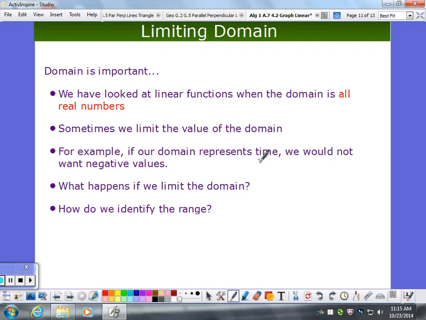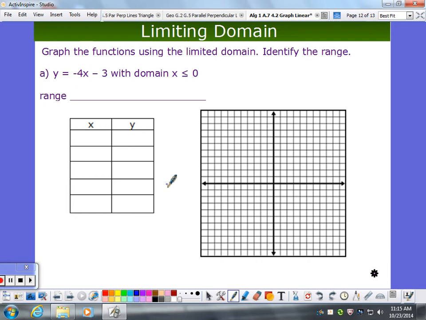So if you had a domain of time, you're not going to have negatives, right? So we can limit the domain if we need to. I'm looking at these examples on the bottom of page 2. Graph the functions with a limited domain. So here it is: y equals negative 4x minus 3. And here's my domain, in set builder notation. Just get used to looking at it like that. It says x is a number such that it's less than or equal to 0.